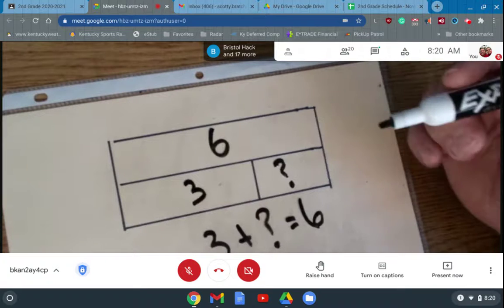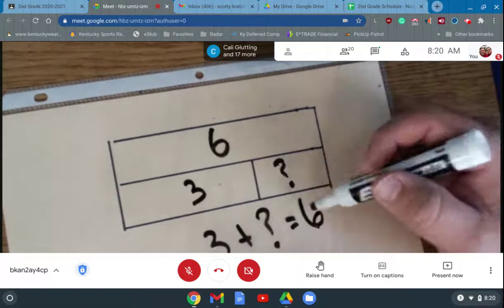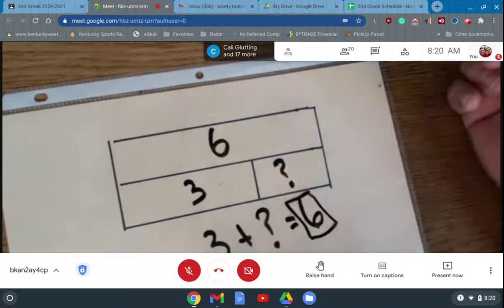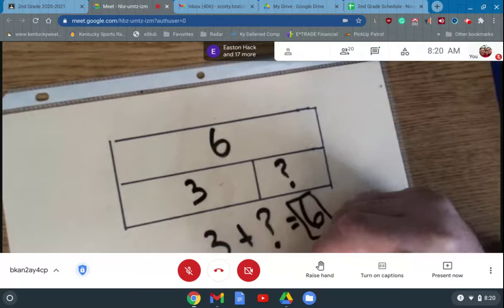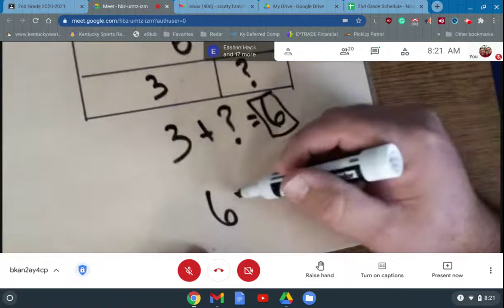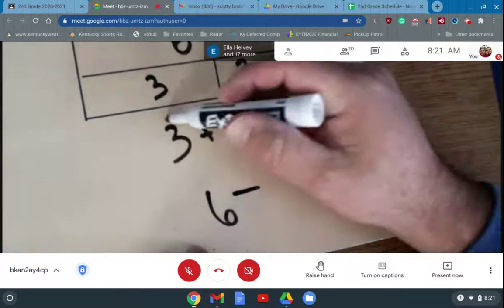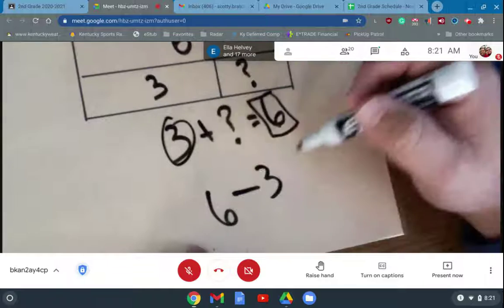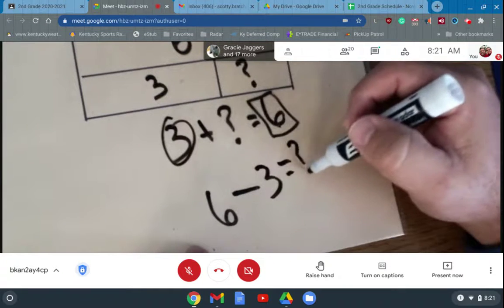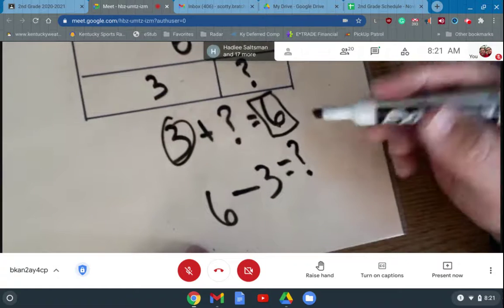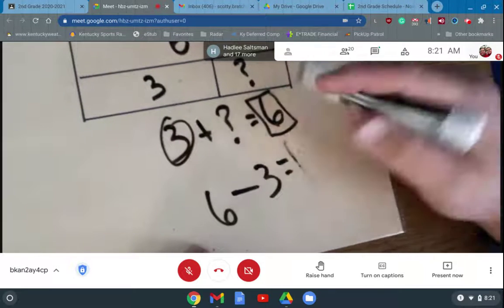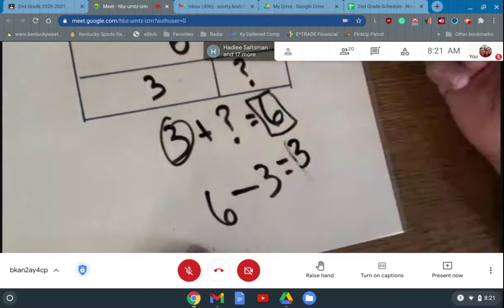Okay? So on subtraction problems, I'm going to take my biggest number that I know, which is 6. I'm going to put a subtraction sign. I'm going to put the other number that I do know, and it'll give me what I don't know. So 6 take away 3. Well, we know that should be 3 because 3 plus 3 is 6.